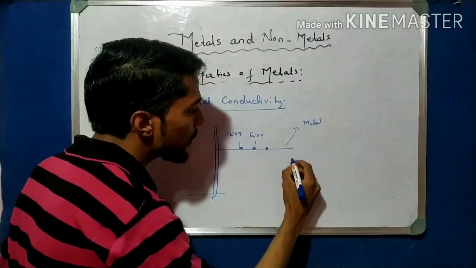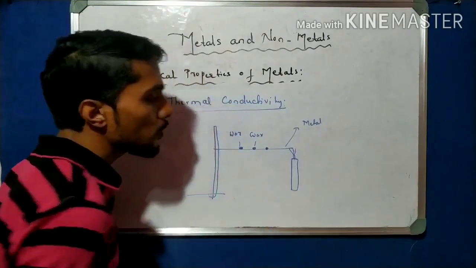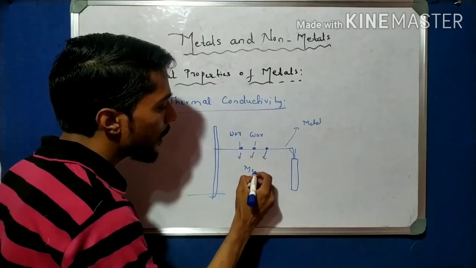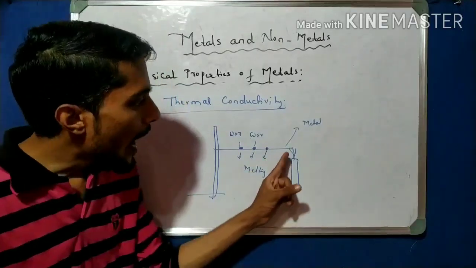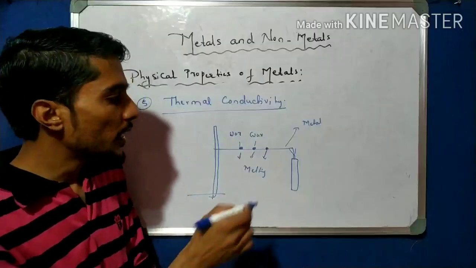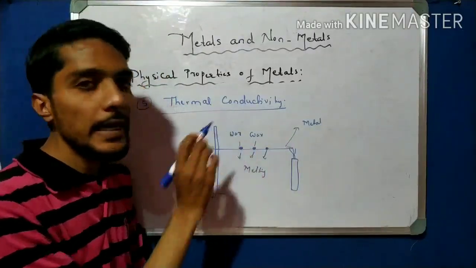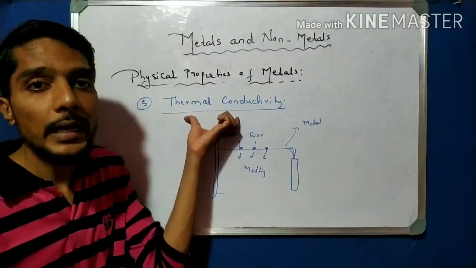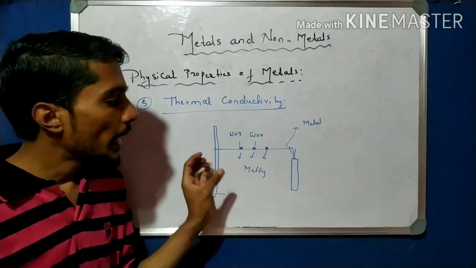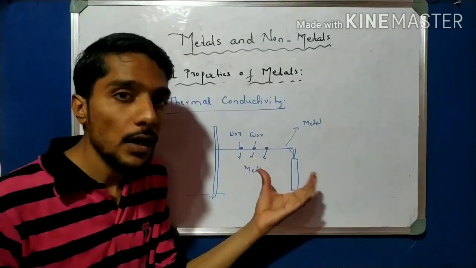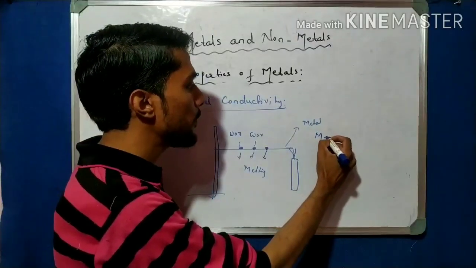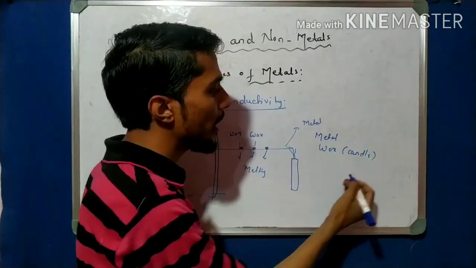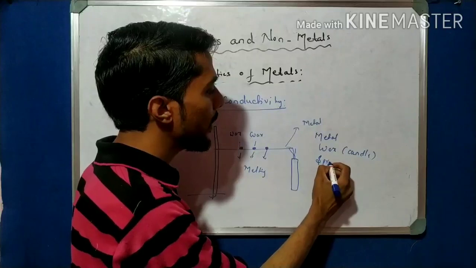So when I burn one end with the candle, what happens? After some time, the wax starts melting. I heated this corner, but after some time the whole metal is heated, and because of that the wax starts melting. So this is called thermal conductivity. A stand is given, a rod is given, wax, a candle. One is metal and one is candle wax, and one is a spirit lamp for heating.